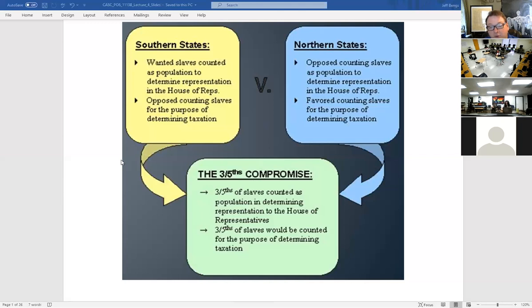Also, the North would probably put a taxation on exports of agricultural goods going to Europe. And as I said earlier, the South had more agriculture, so they were exporting more goods like cotton and tobacco. And if there was a higher tax on exports, that would hurt them. So they did not want slaves to be counted as people for the purpose of taxes.